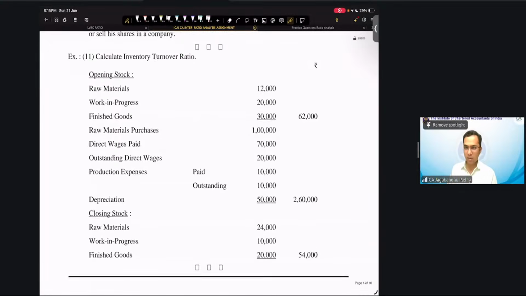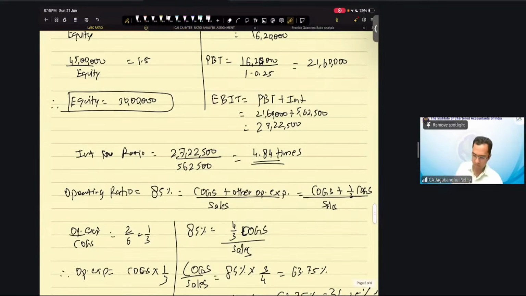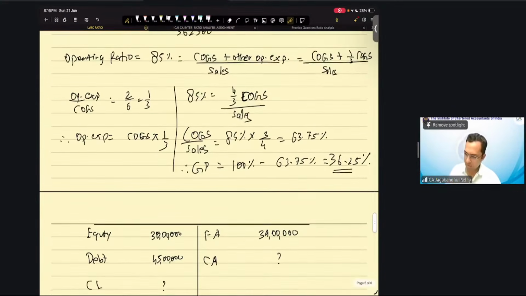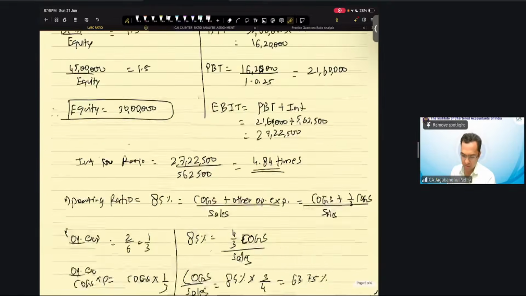Okay. Calculation of COGS for operating expense ratio explanation. So you computed the COGS upon sales, right? Your operating ratio is given as 85%. And your operating ratio will comprise of what? COGS plus other operating expense divided by sales. So it is COGS plus 1 by 3 COGS, right? Because they're saying that other operating expense is 1/3 of COGS. That ratio is given, right?